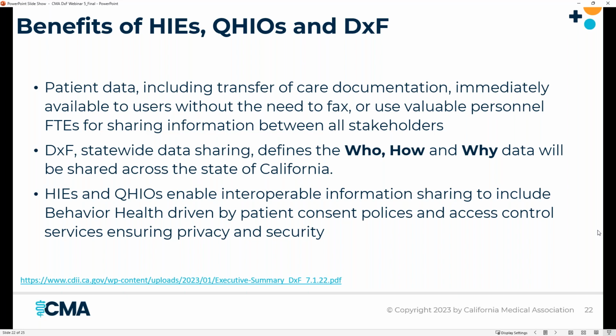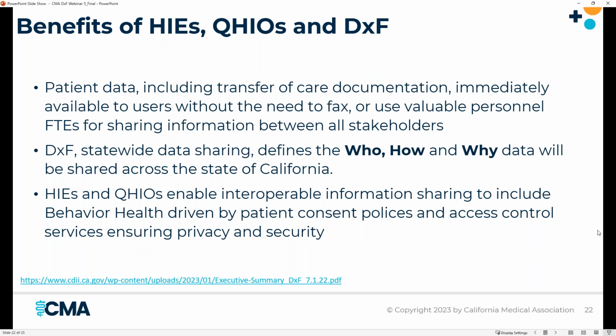And with DxF acting as that statewide trust agreement, it really defines the who, how, and why. Who's going to be participating, how they're going to be participating, which defines the technology and technical requirements, and then why we are doing this, what the purpose of use is, and how we're using the data. So this trust agreement really lays out all the governance.